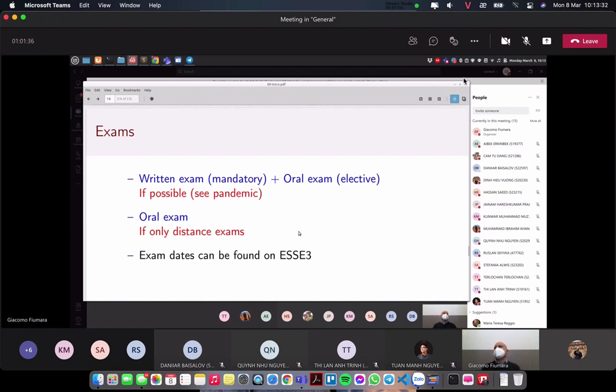Okay, something about exams. Actually, God knows, this could be the only content of this slide. Nobody knows. If possible, the idea is to have a written exam plus an elective oral exam. We hope, at least. If not, if we switch to only online activities, so lectures and exams, of course only oral exams. The exam dates can be found on S3. You should have a university account. Yes? Okay. Then you should use it to enter S3 and find out the dates.